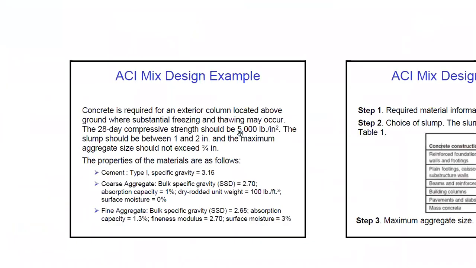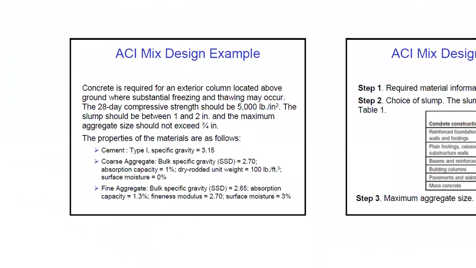Okay, now let's go ahead for an example so that we are capable to do all of these exercises on our own. Concrete is required for an exterior column located above ground. So if it is located above ground, you can utilize normal concrete. If it were underneath the ground, you would have needed sulfate resisting cement because there might be some interacting water or underground water that could react with concrete.